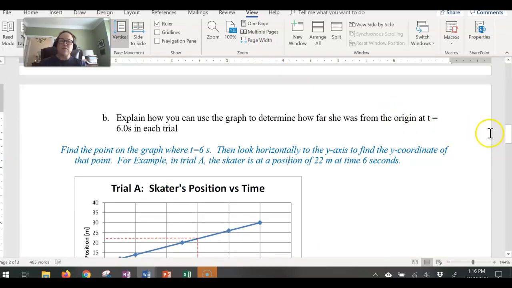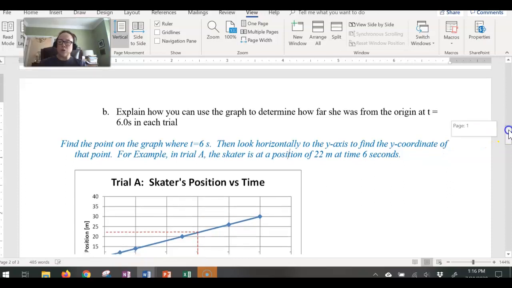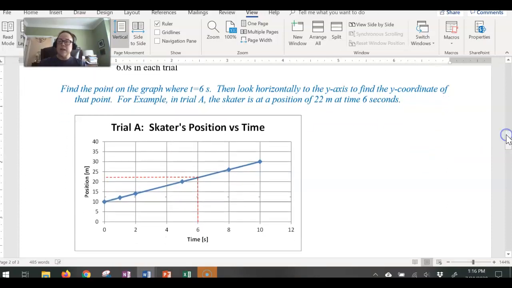How can you use the graph to determine how far the skater was from the origin at time 6 seconds? So we would take our finger and go up at the 6-second point to find what point on the graph has an x coordinate of 6 seconds, and then we would take our finger to the left to see what would be the y coordinate for the graph at that time. So I'm showing an example for trial A, and at trial A, the skater is at a position of 22 meters at time 6 seconds.